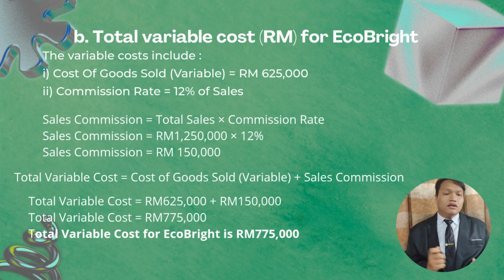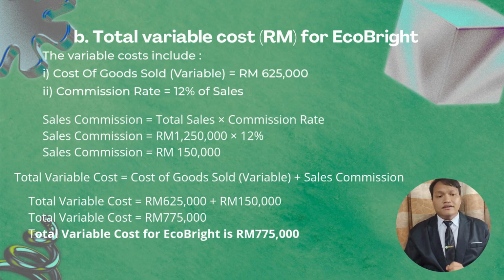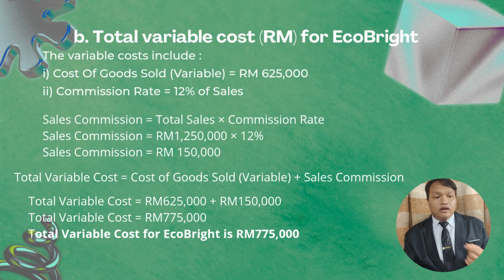And now, to get the total variable cost, we need to calculate the sales commission first, where the total sales 1,250,000 ringgit multiplied by the commission rate 12% gives a total of 150,000 ringgit for the sales commission. And then we need to find the total variable cost. We take the variable cost of goods sold 625,000 ringgit plus the sales commission that we got earlier, 150,000 ringgit, and we get the total of 775,000 ringgit for the total variable cost for EcoBright.